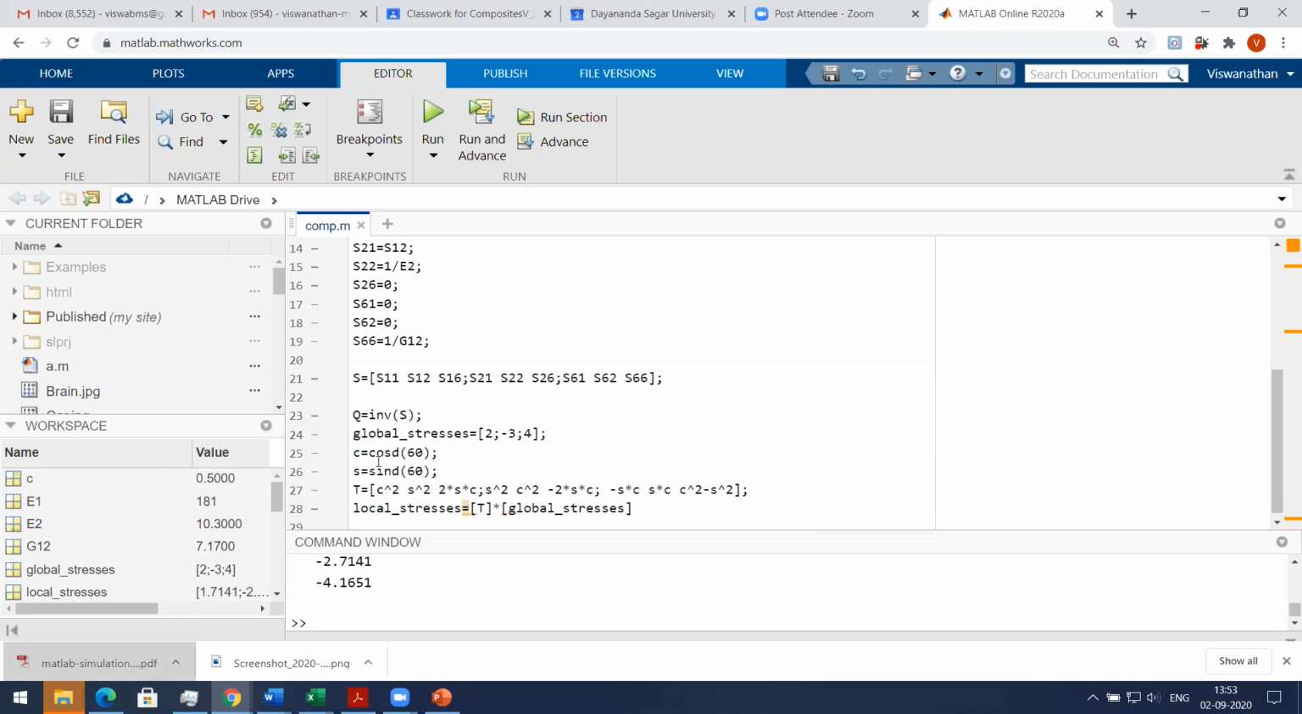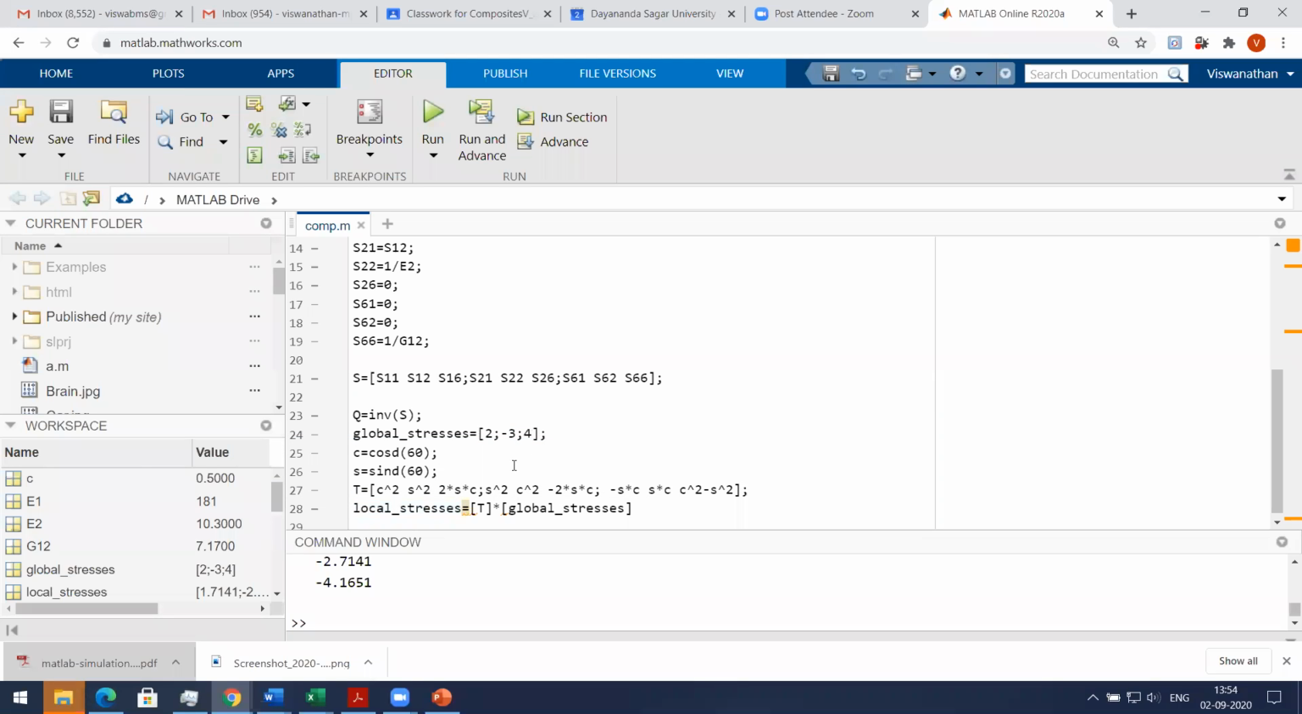And then don't forget to use D here. D stands for degrees, so whatever input value you are giving is in degrees. You should take care of that, and then give the input values. Make sure we are not entering the units here. Please remember that these are given in MPa, so the output you get, the local stresses, will be in MPa.